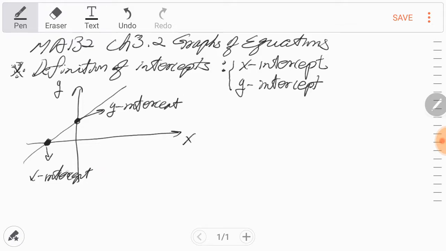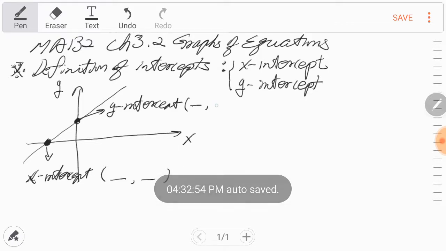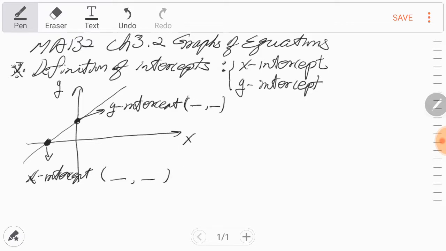Then what is the coordinate of the x-intercept? And what's the coordinate of the y-intercept? How do you find the coordinates? Look at this. Let's say this is -2. The x value is -2, then the coordinate is x is -2, y is 0. Let's say a line is passing through this, then this is the x-intercept. What is the coordinate of this point? That is -1 and 0.